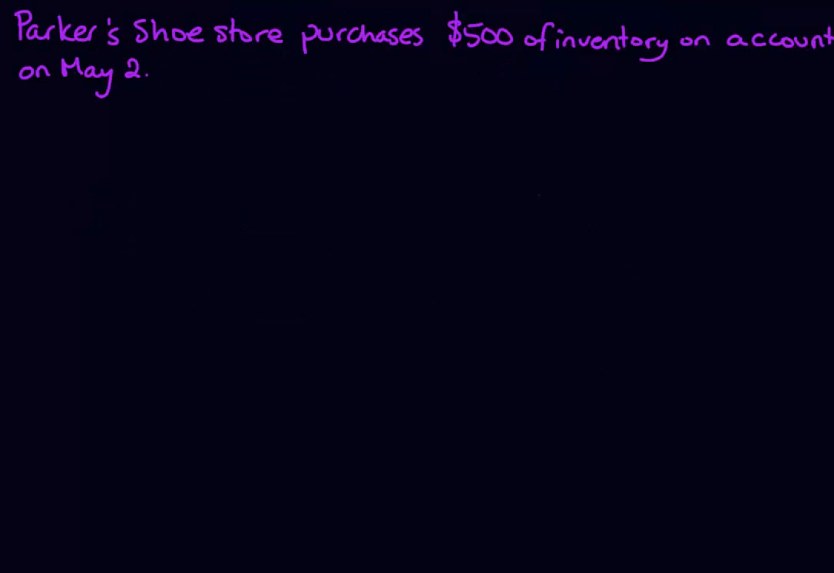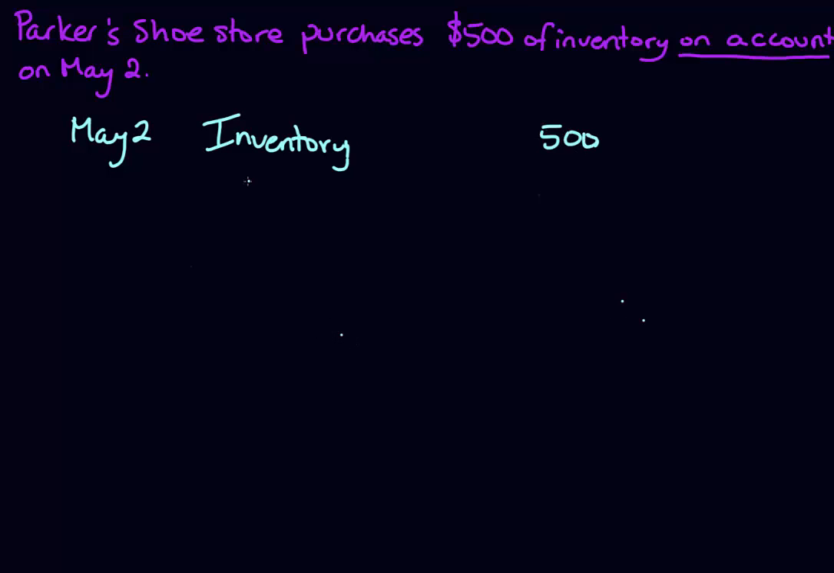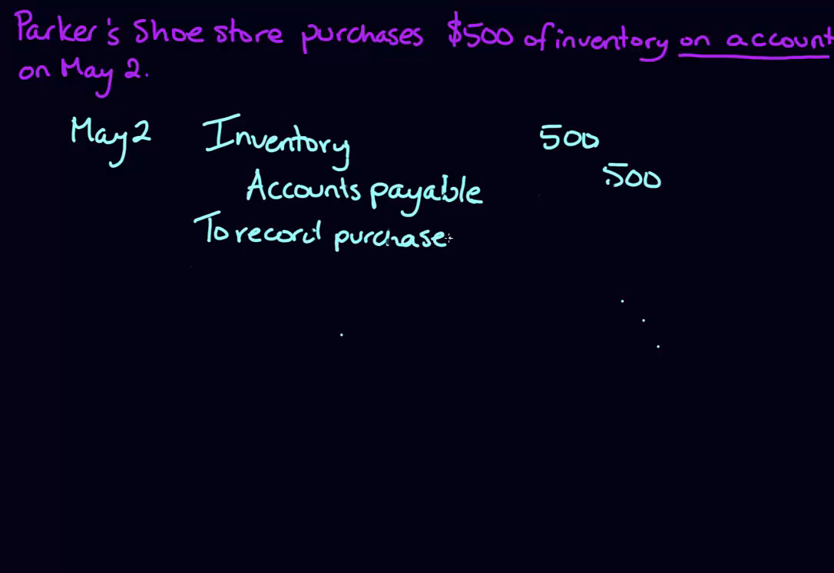Let's expand our example. Parker's Shoe Store is now purchasing another $500 of inventory on account on May 2nd. So remember that this on account term means that we're going to pay later, which means we're going to be using the accounts payable, which is our liability. So our journal entry for this transaction will look like this. Our debit is going to be the inventory account. Our inventory is an asset and it's increasing, and our credit is going to be our accounts payable.